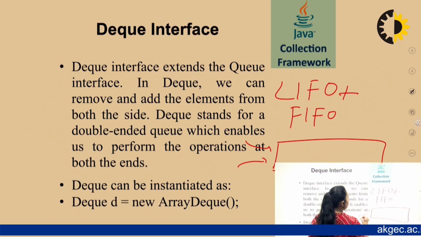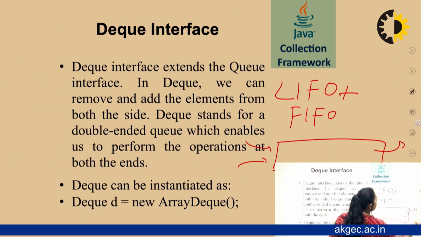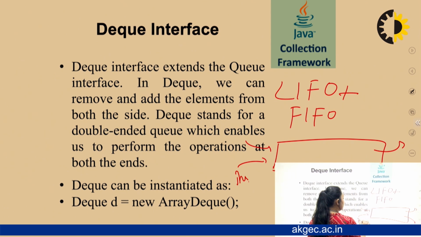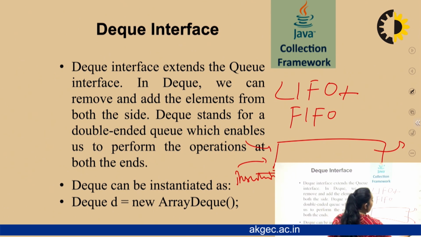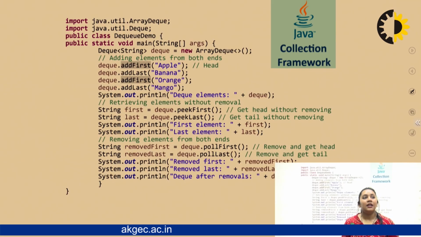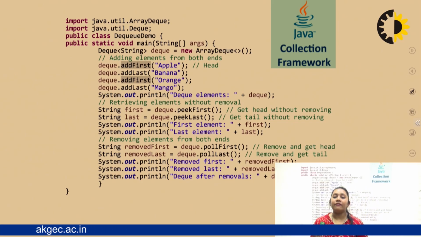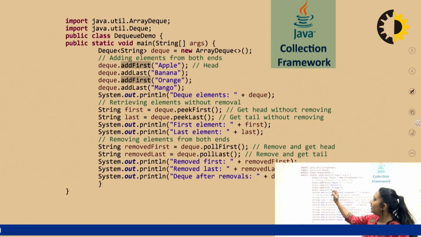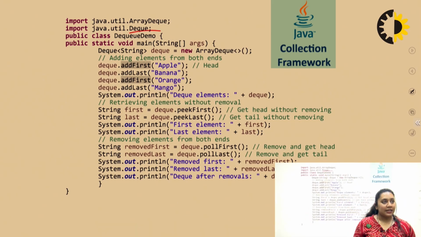Both ends can be used for insertion and deletion. Insertion and deletion both happen at both sides. That is, it also follows the LIFO and FIFO principles, right? Same example. First, you need to import the packages. The package we have imported is util. The class we have imported in util is the DQ, right? Next, we also imported the class ArrayDeque, right?